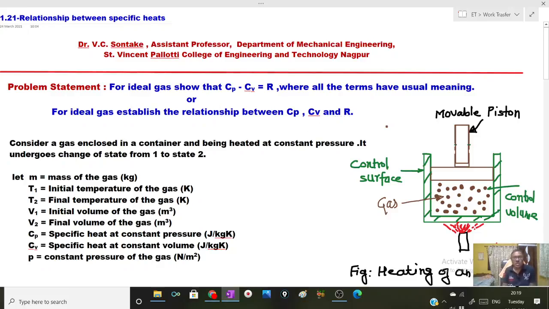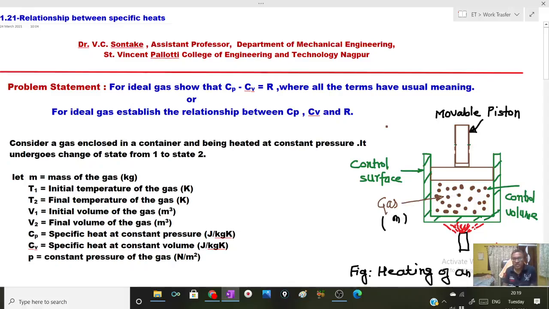In order to establish the relationship between Cp, Cv and R, let us consider a gas enclosed in a container and being heated at constant pressure. Because of this heating, the gas undergoes change of state from state 1 to state 2. As shown in the figure, there is a container comprising of control volume and control surface. It is containing a gas of known mass m.